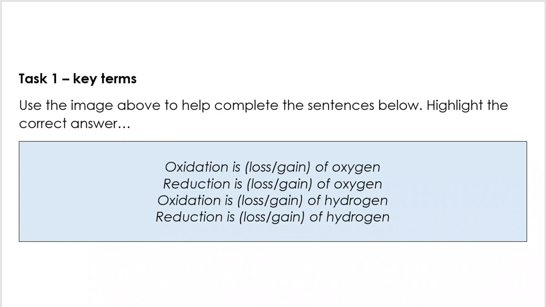Now there's a logic here. In oxidation, we gain oxygen, and in reduction, we would therefore lose oxygen. So oxidation, gain oxygen, there's a really obvious link there. And for hydrogen, the reverse is true. So oxidation is loss of hydrogen and reduction is gain of hydrogen.